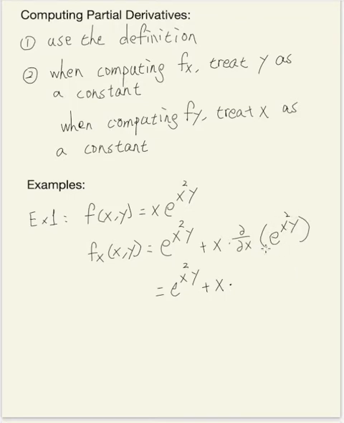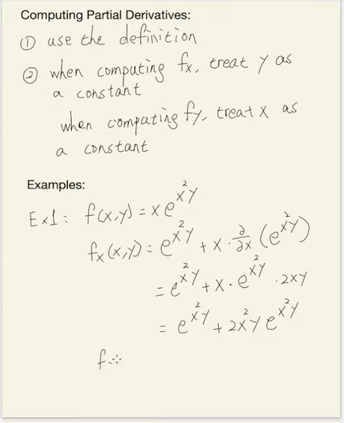To calculate this, we need the chain rule. So first we have the exponential, and then it's the derivative of the exponent. If you treat y as a constant, then you get 2xy, because the derivative of x squared is 2x, and then you just multiply by y, since y is a constant here. So we have e to the x squared times y plus, multiplying these two terms together, you get 2x squared y times e to the x squared y. So that's f sub x.